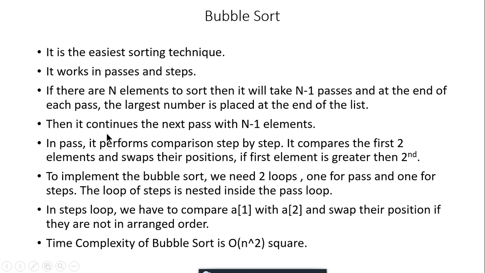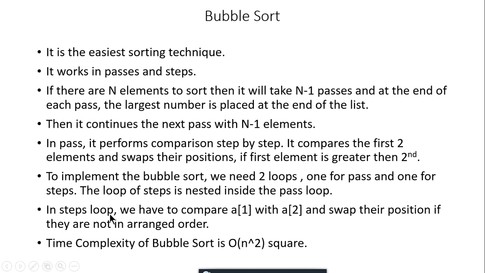Then it continues the next pass with n minus 1 elements. In each pass, it performs comparisons step by step. It compares the first two elements and swaps their positions if the first element is greater than the second, otherwise not. To implement the bubble sort, you need two loops. One is for passes and one is for steps.